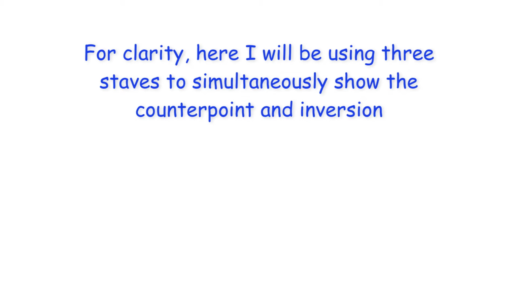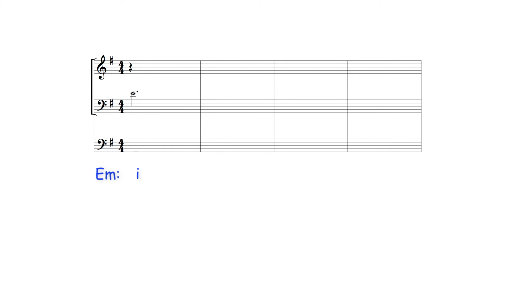For clarity, here I'll be using 3 staves to simultaneously show the counterpoint and inversion. When considering single note options to imply tonic E minor harmony, there are only two, a G and B. A doubled E, when inverted, implies submediant C major harmony and is therefore unavailable. Because the G inverts to an octave, the B is probably the most likely choice, as a first inversion tonic chord is produced when inverted.